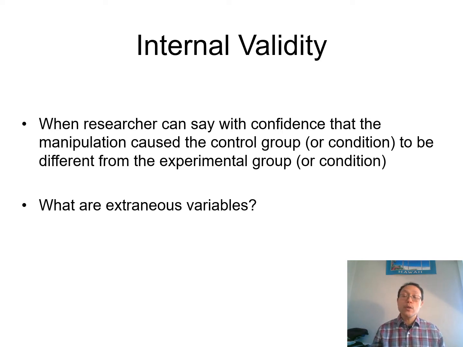The extraneous variables are any additional factors that the researchers did not intend but that could also be contributing to the differences between the control group and experimental group. These are alternative explanations or alternative causes that can also cause the control group and experimental group to be different.